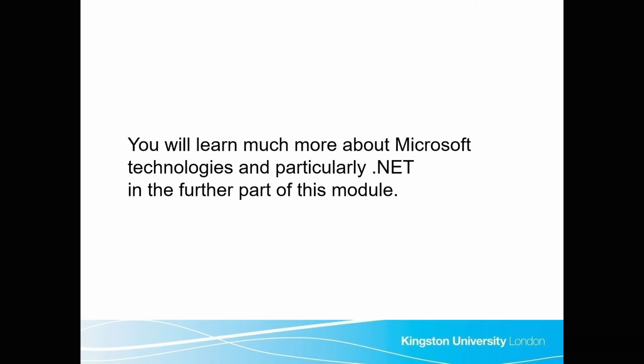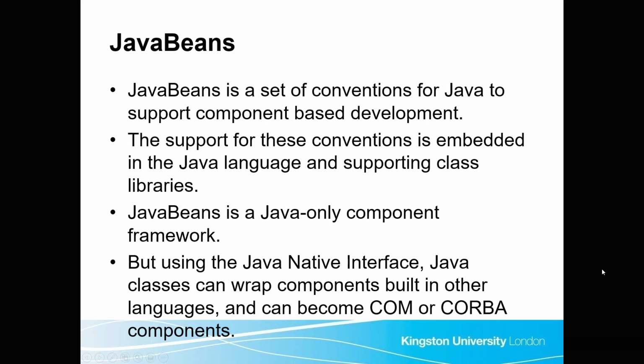There's one more platform that I wanted to discuss here, and it's called JavaBeans. This is a set of conventions for Java to support component-based development. JavaBeans is specific because it's a Java-only component framework, so it doesn't comply with the expectation that a component-based technology would be language independent. This is language dependent, and all the support is embedded in the Java language and supporting class libraries.